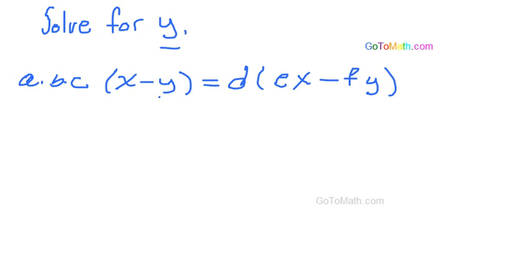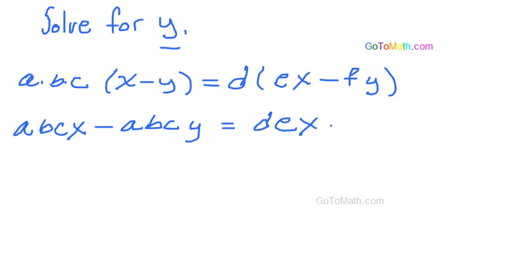Now the best way to do this is to go ahead and distribute this ABC across each one of these variables and then distribute the d across. So let's do that. So we end up with a times b times c x, multiplying that by x, then we'll multiply that by y, minus abc y is equal to, then distribute this d across, d times e times x minus d times f times y.